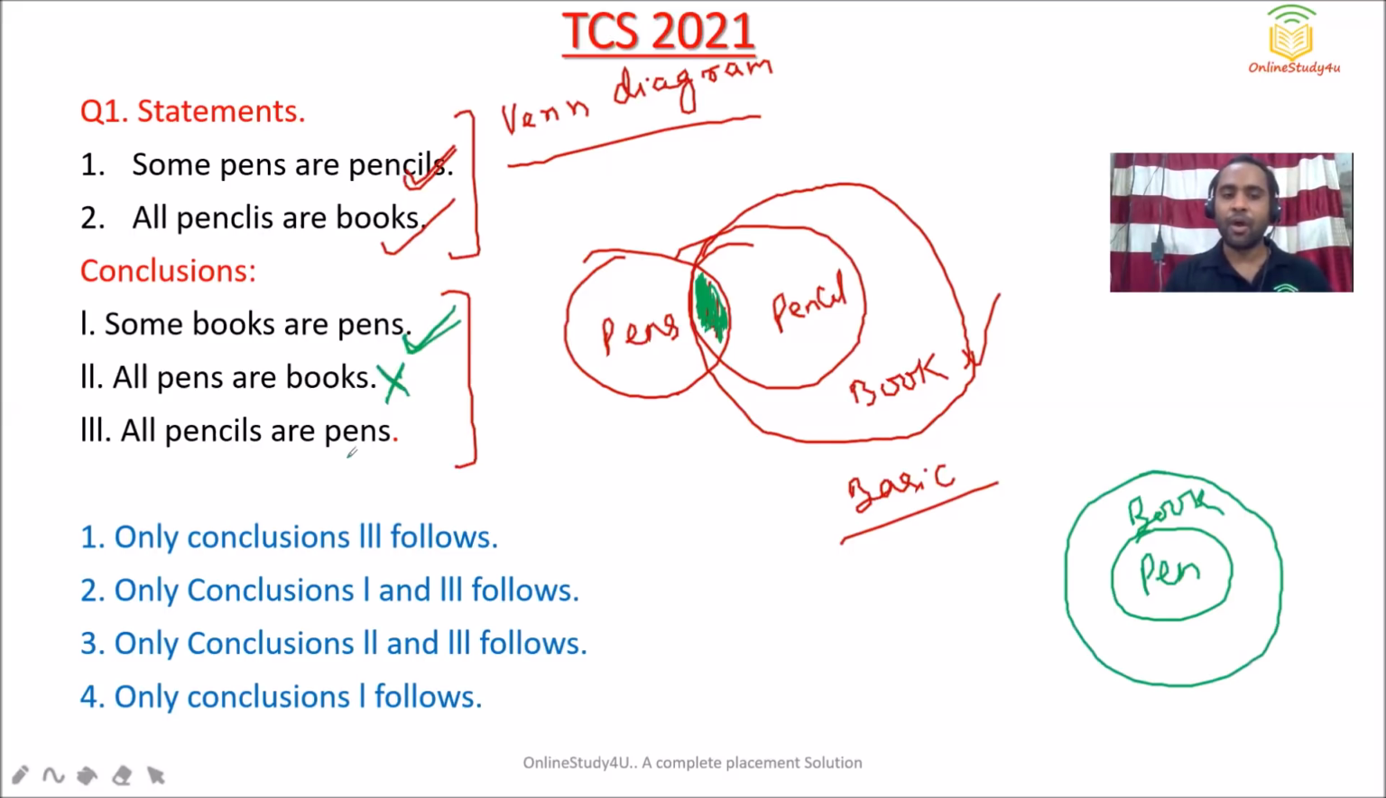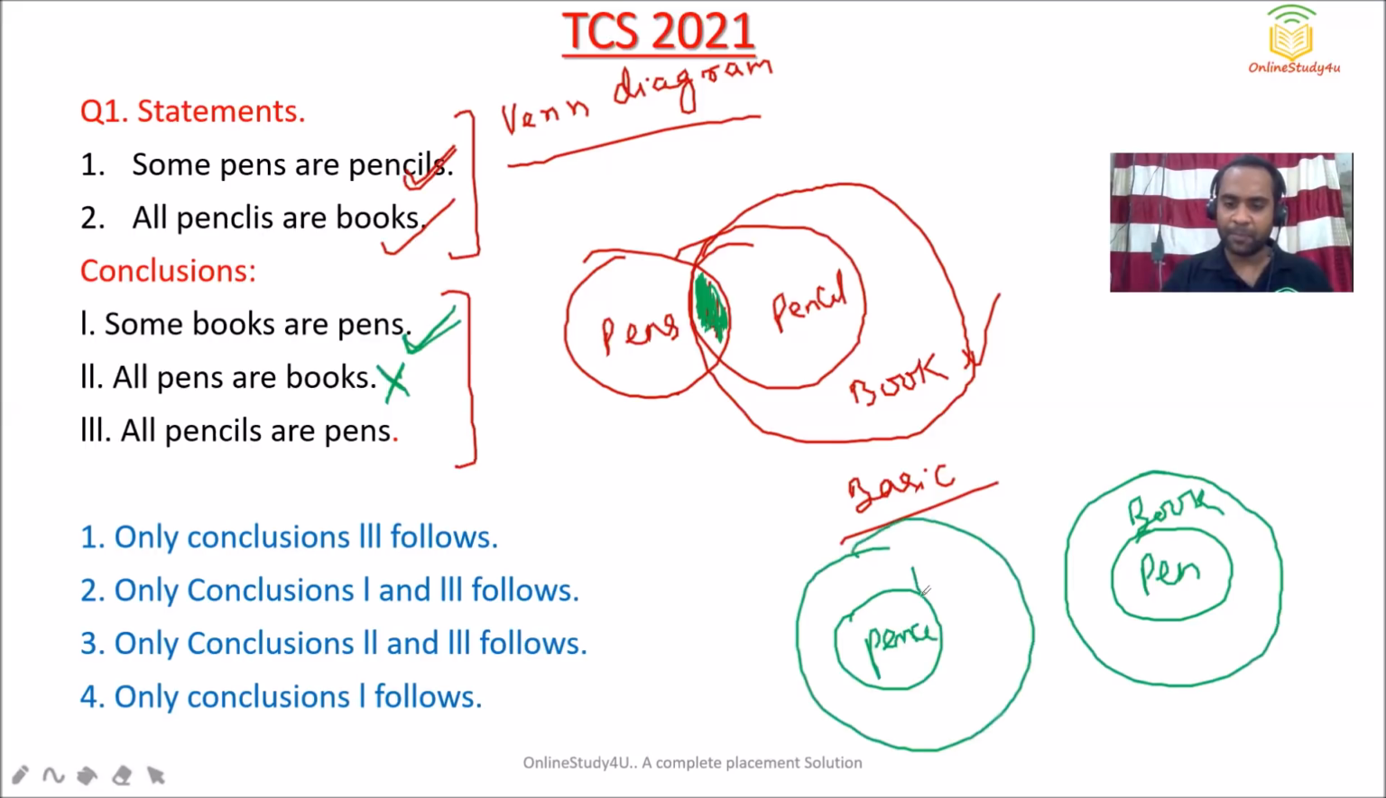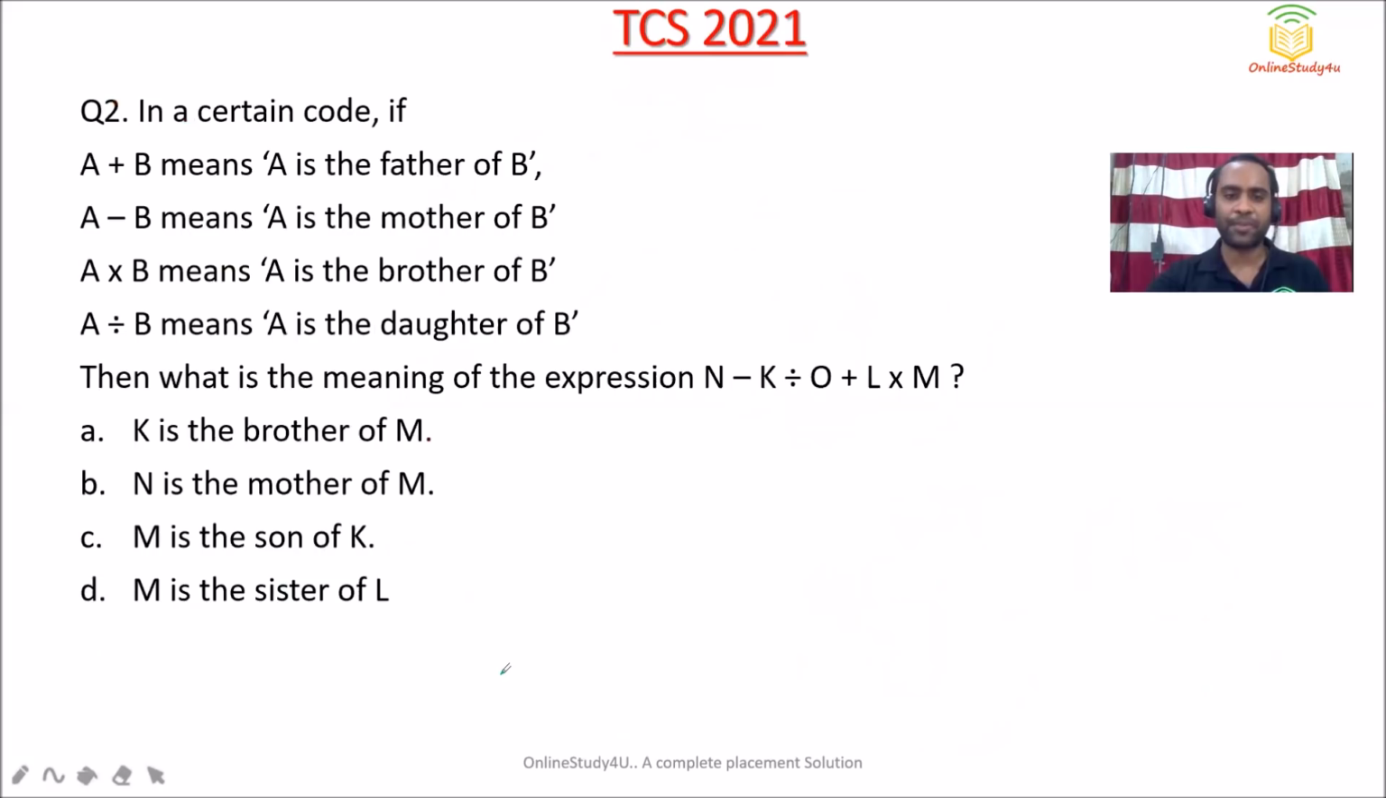Okay, then all pencils are pen. So again all pencils should be inside the pen. If all pencils are inside the pen, then only this conclusion will be satisfied. But here for pen and pencil, we have only the relation that some pens are pencil or some pencils are pen. So conclusion 3 will also be wrong. So if we have to select one option out of these 4, then we will select only conclusion 1 follows, right? So for question number 1, the answer is option 4.